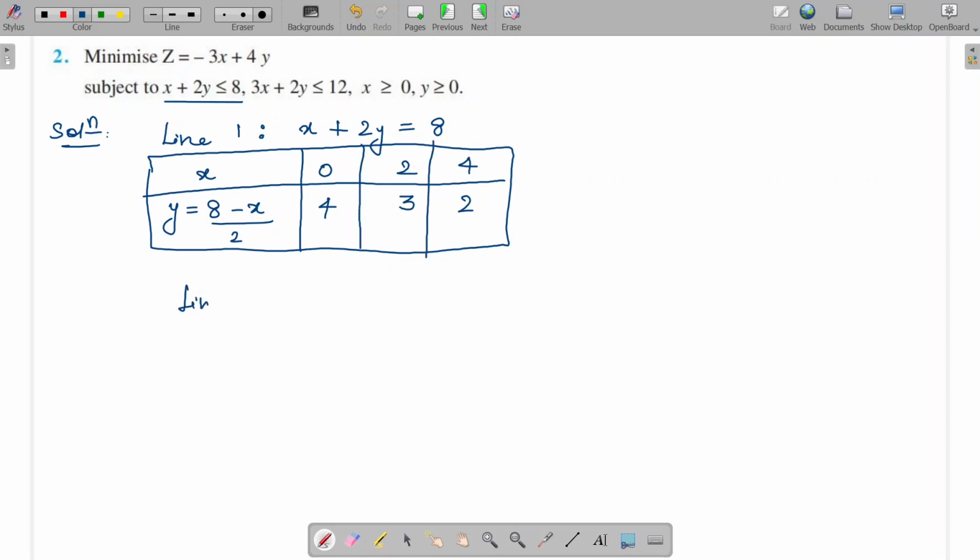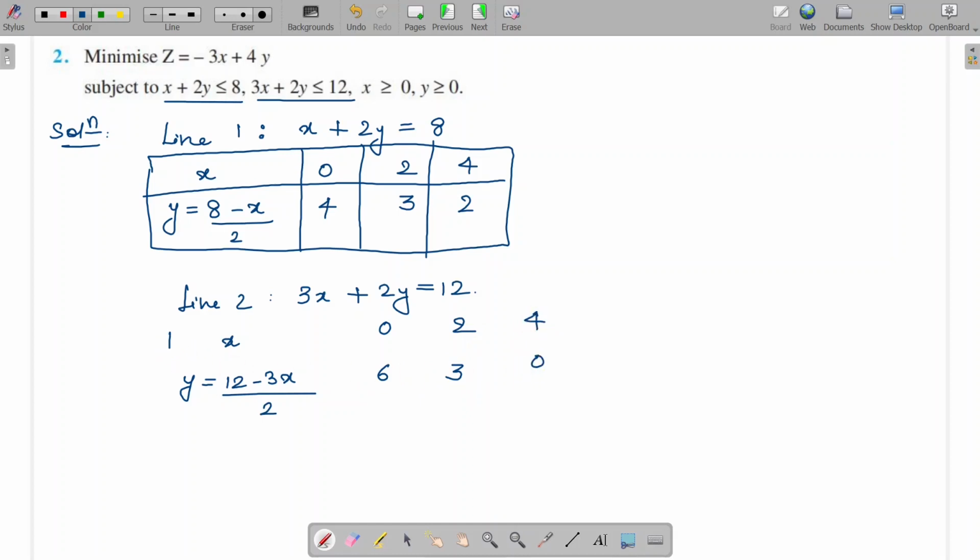Now line 2 let us take. So that is this, 3x plus 2y equal to 12. Then y is equal to 12 minus 3x divided by 2. Now when x is 0, y is 6. When x is 2, y is 3. When x is 4, y is 0. So this is the table for the second line.